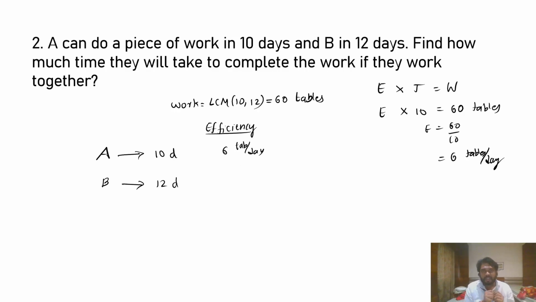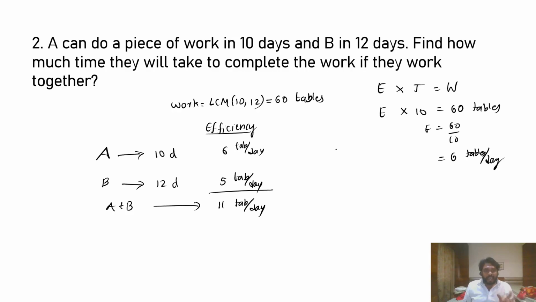And what about B's efficiency? Use the same thing again. B is able to make 60 tables in 12 days. So per day, how many tables will he make? 60 by 12, which is 5 tables per day. Now look here, they both are working together, right? In one day, A is capable of making 6 tables and B is capable of making 5 tables. So both combined, how many tables per day are completed? 11 tables per day.